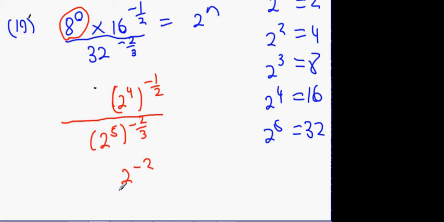Minus 2. Shh. Excuse me, Connor. What's 5 multiplied by minus 2 over 3? Minus 10 over 3. Okay, 2 to the power of minus 10 over 3.